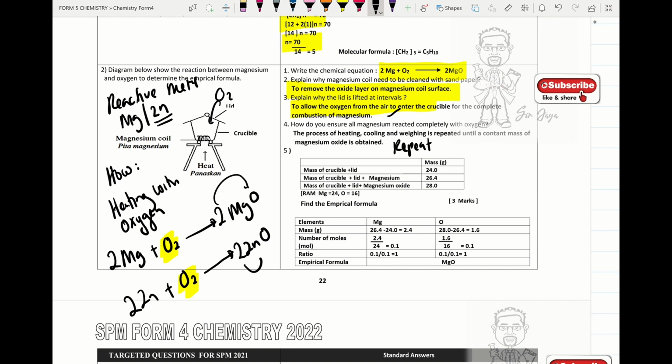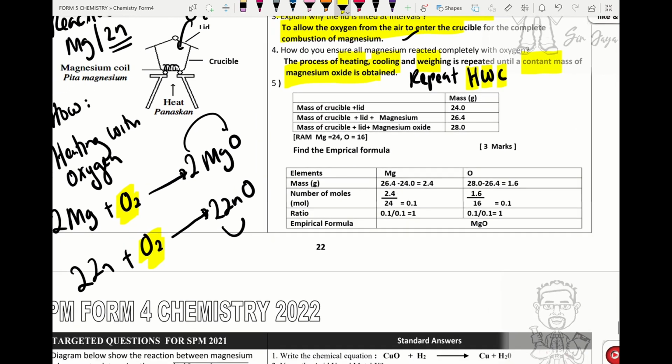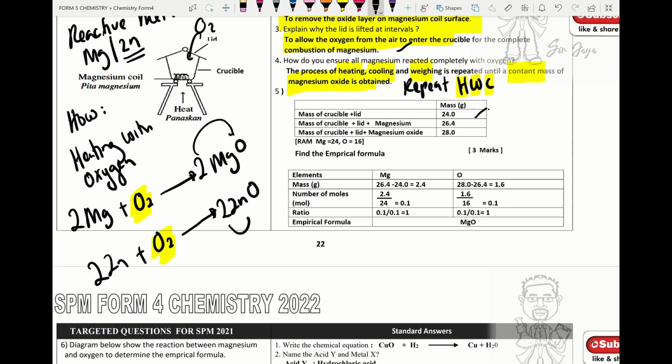So we repeat the HCW process. We repeat the process of heating, cooling and weighing until a constant mass of magnesium oxide is obtained. After that the result will be given, we try to find the mass of magnesium, the mass of oxygen, and we try to do the calculation.